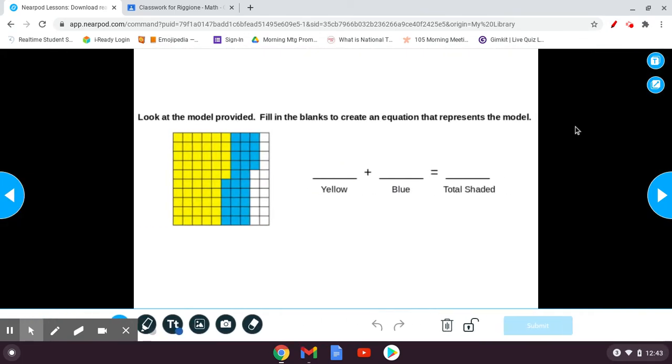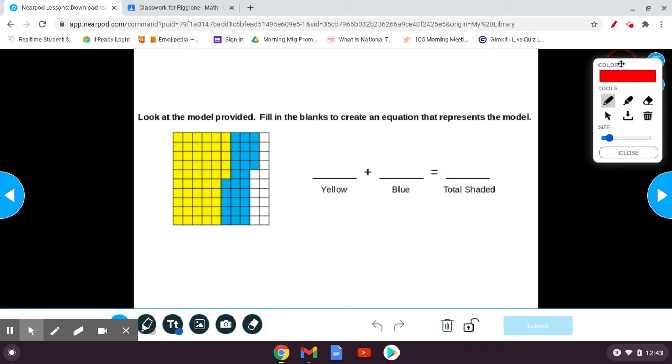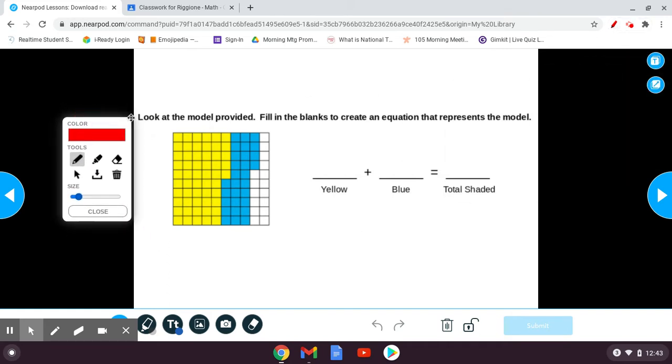So taking a look at this first slide, yesterday we were creating the models. Today in this activity, we're going to look at how we can take an image that is there and turn it into an equation. So you can see that we have a piece in the yellow, plus some more shaded in the blue, and we need to figure out the total. All right, so the first thing we need to do is figure out how many yellow blocks.